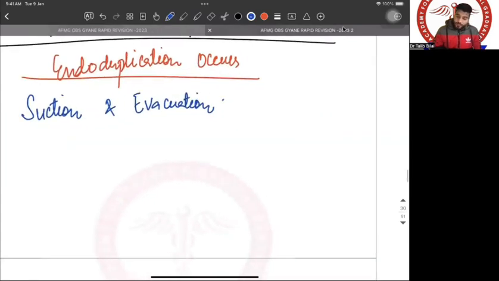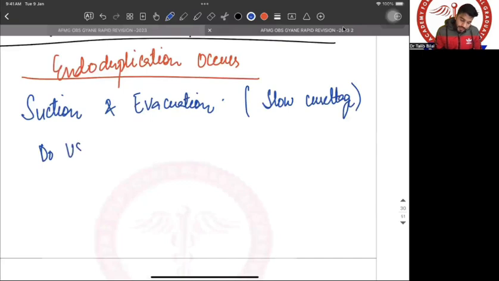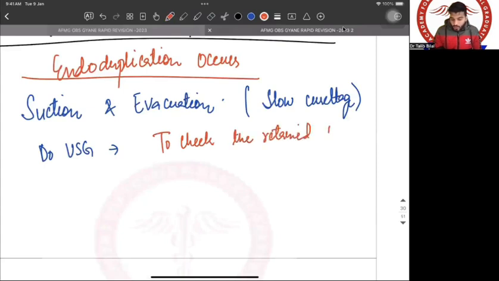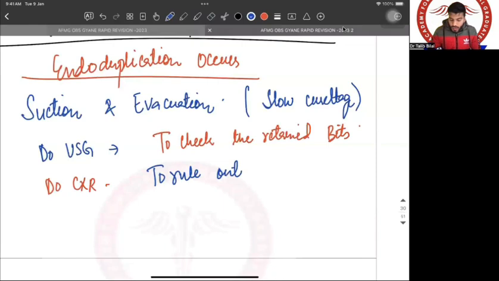After suction and evacuation, you will go with the slow curettage. And then, guys, the next step will be to do USG to check for retained bits. And then do chest X-ray to rule out lung metastasis.